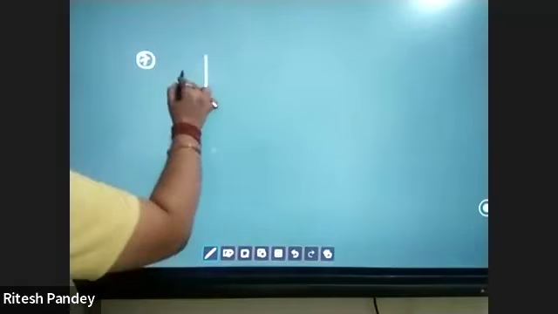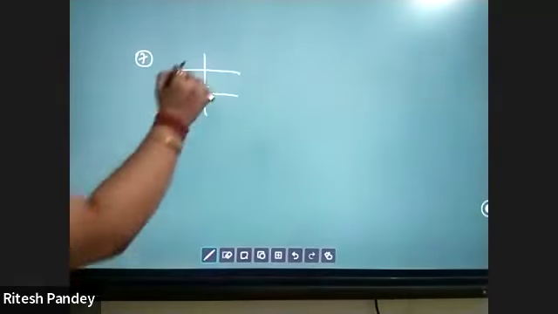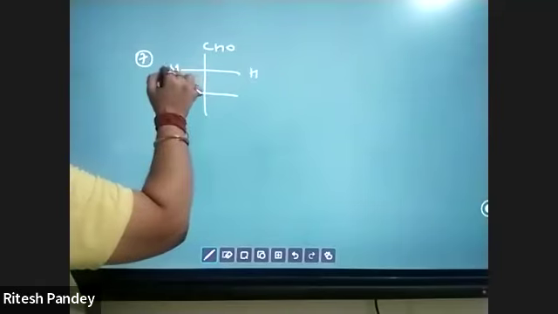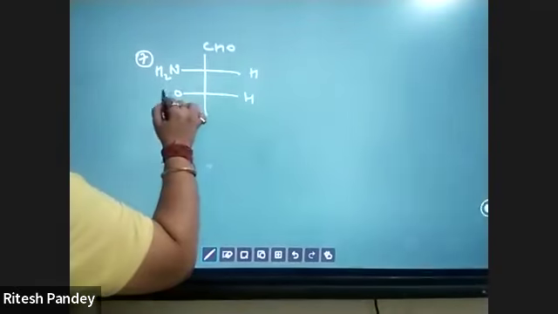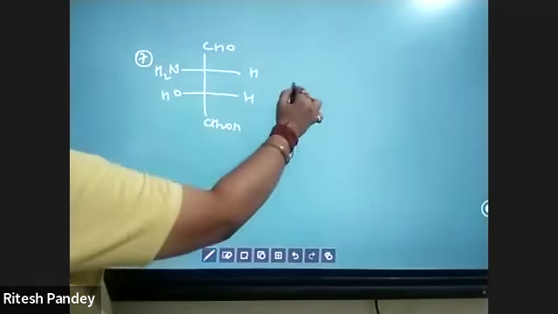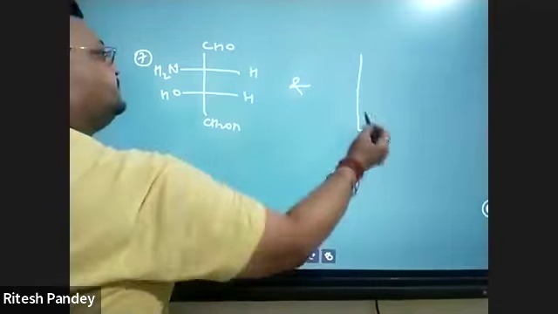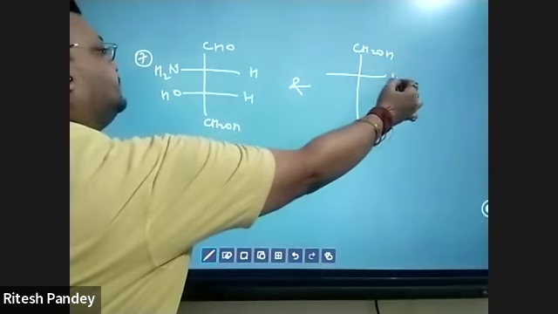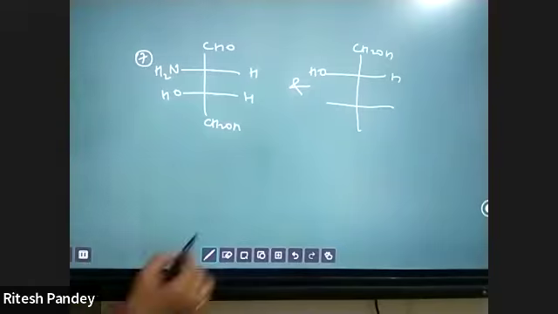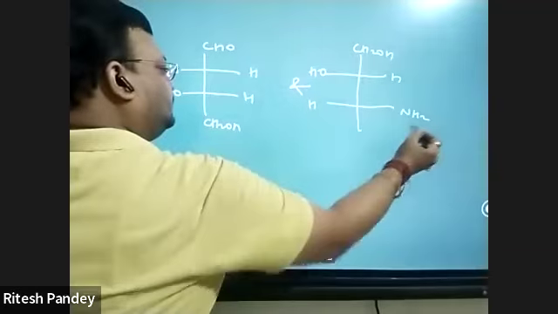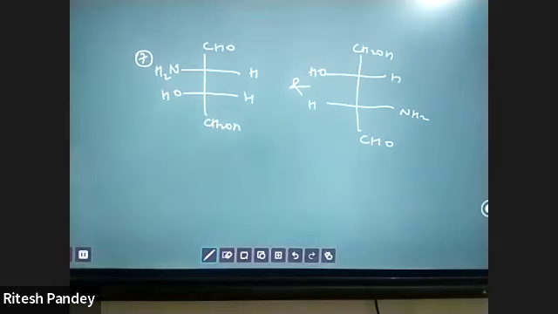I would not go R and S in any of them. CHO, NH2, hydrogen. Now this is hydrogen, OH, CH2OH. And CH2OH, H, OH. CHO, H, NH2. Yes, please. I think you have the answer with you, which I can see is there in enantiomers.